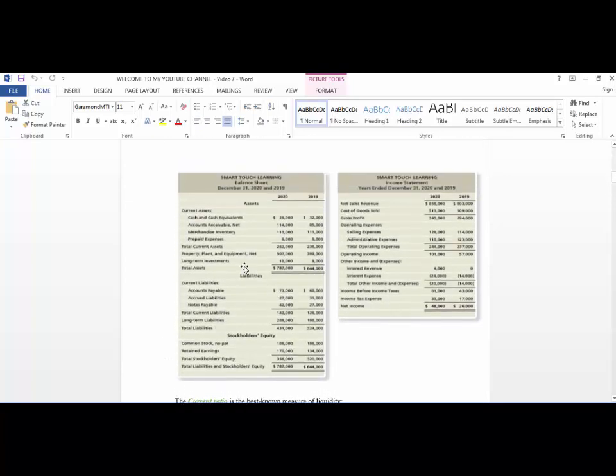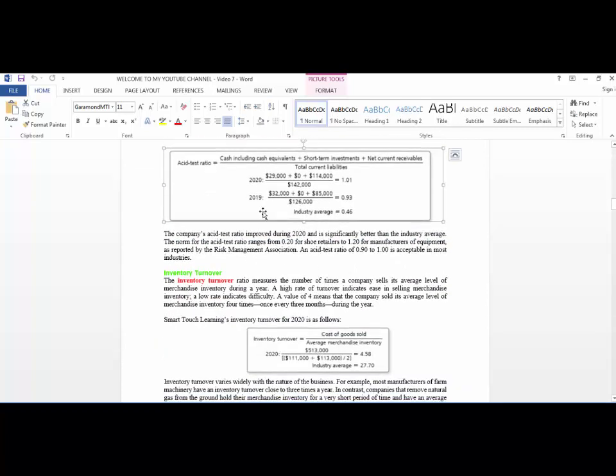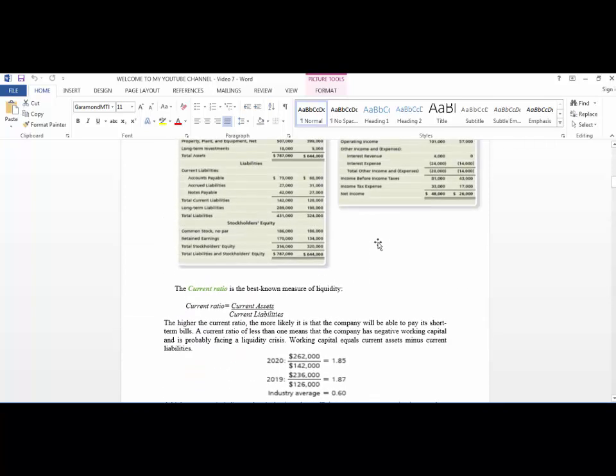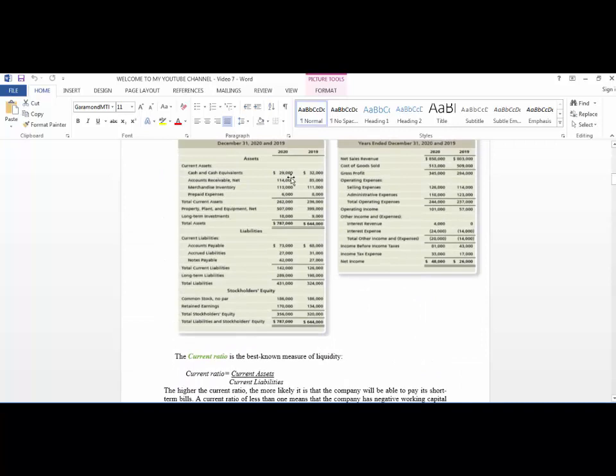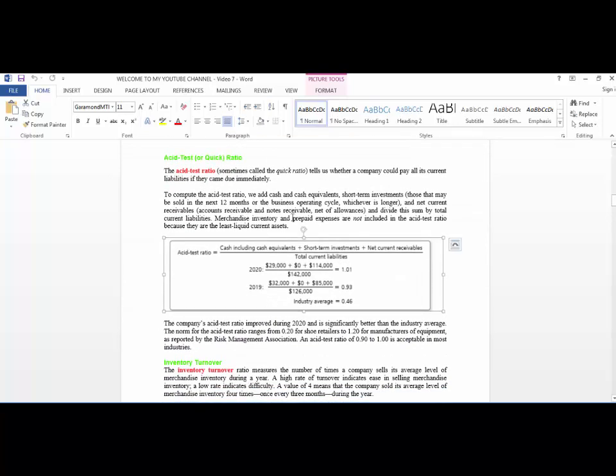Here the cash equivalent is 29,000. And then we have 19, and again the short-term investment, we don't have a value in the balance sheet, so we suppose it as 0. Then net current receivables, again from the balance sheet, is 1,14,000. Divide by total current liabilities. So for 2020 and 2019, the ratio is 1.01 and 2019 is 0.93.